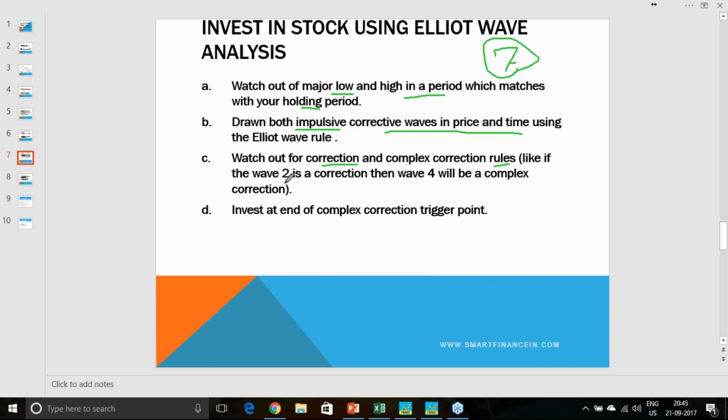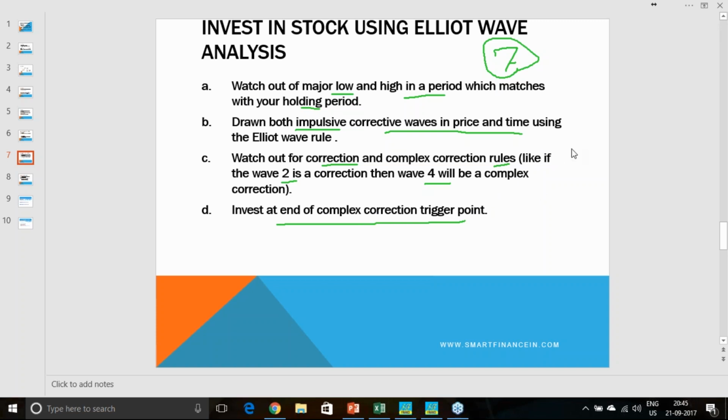So once this wave 2 correction happened, or wave 4 will be a complex correction, then invest at the end of the complex correction trigger point. So this is what it says. These are the 4 steps to invest using the Elliott wave. It looks a little complicated, however it is not like that.